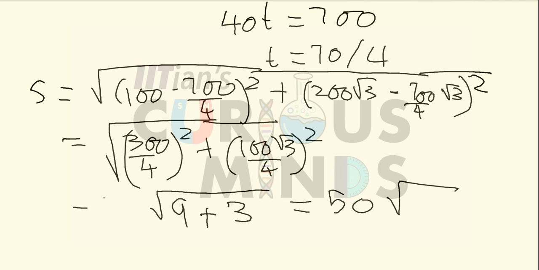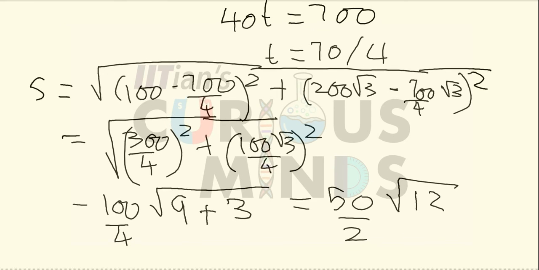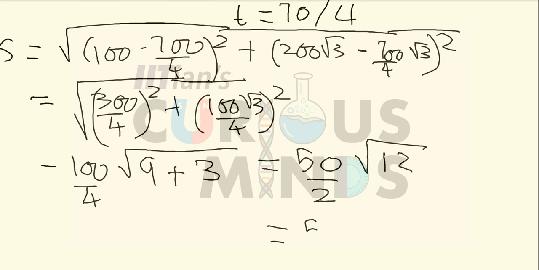So I can say this is 100 divided by 4 into (9 plus 3), which is equal to 12. So 50 by 2 root 12, which can be written as 50 root 3. So the minimum distance between them will be equal to 50 root 3.